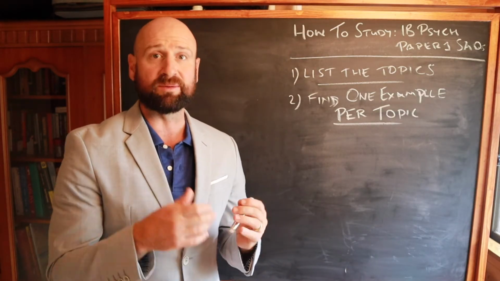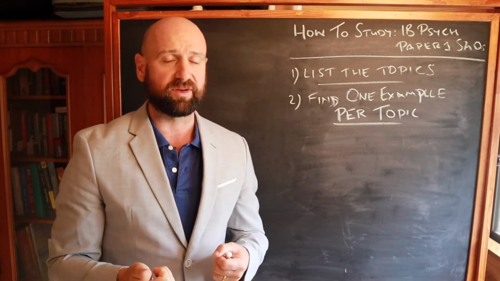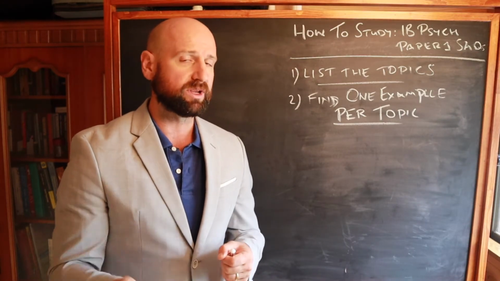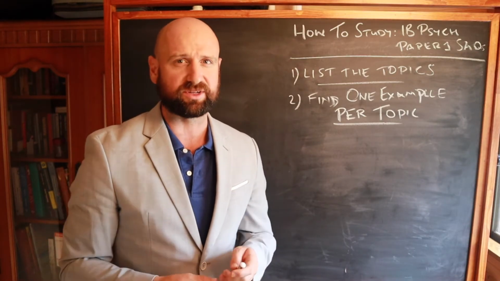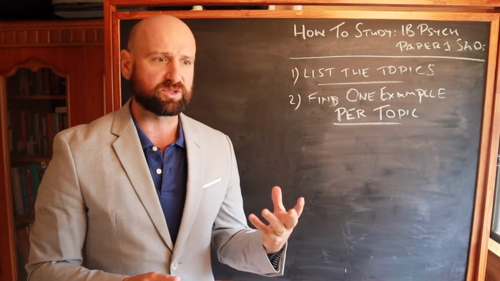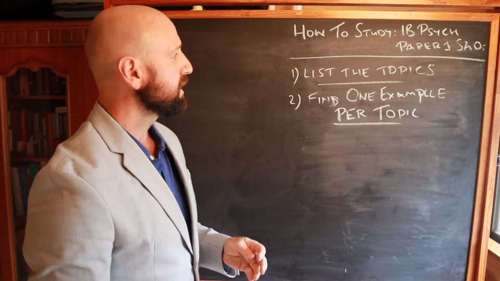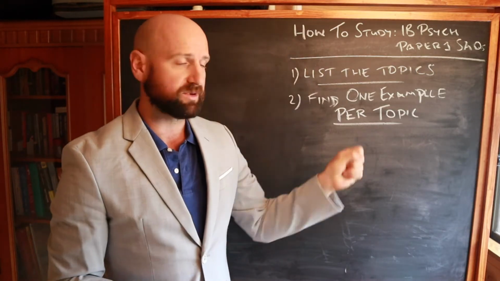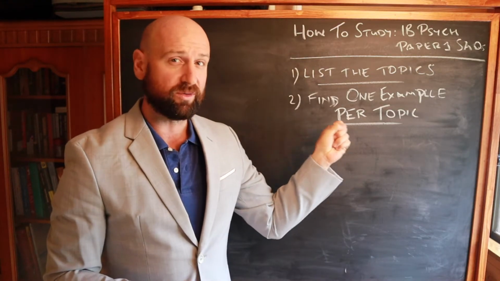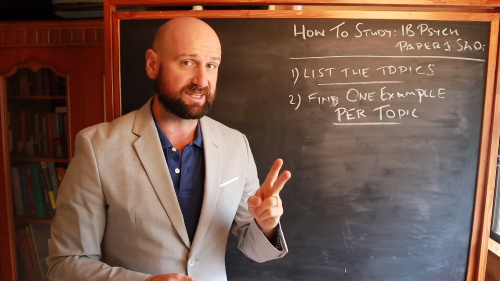But for other factors like emotion and cognition, find an example of how emotion affects a cognitive process. Reconstructive memory, find an example that demonstrates reconstructive memory. The biological approach, genes, find an example of a gene that influences behavior, and so on and so on. Okay, so once you've got all the topics, you must find 1 relevant example for each topic. That's step 2.